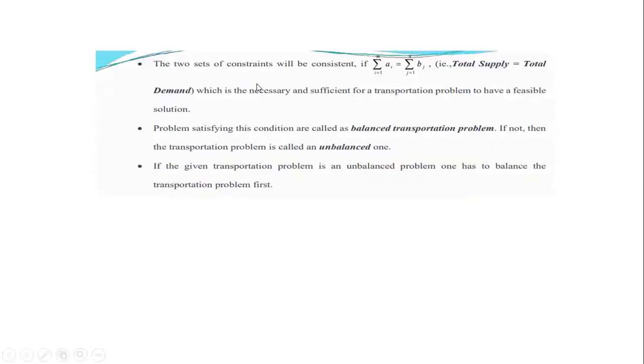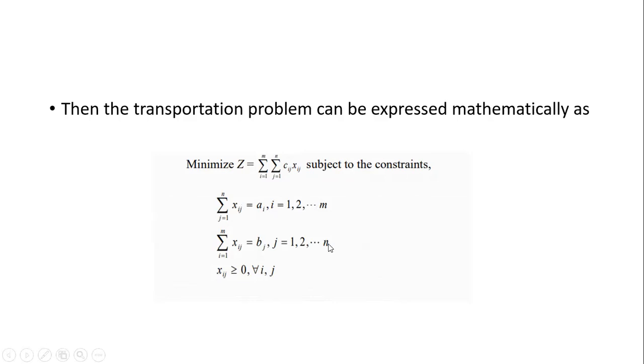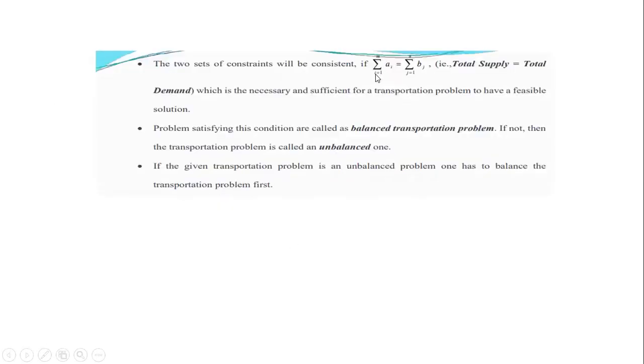And the equations are explained in the next slide. The two sets of constraints are given here, constraint number 1 and constraint number 2. So this can be explained in such a way. If the two constraints are well balanced and consistent, say for example, if the supply is equal to the demand, then it is considered a suitable, sufficient problem for finding a feasible solution. Hence, we call this a balanced transportation problem network. Otherwise, if the supply is not equal to demand, then it is said to be an unbalanced transportation system.